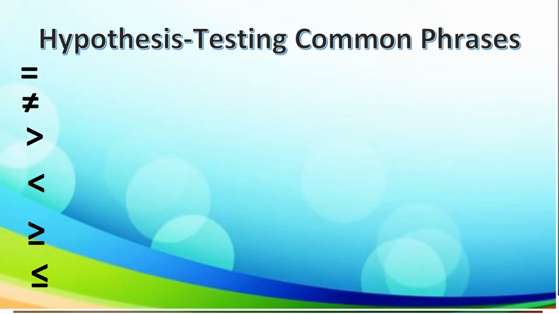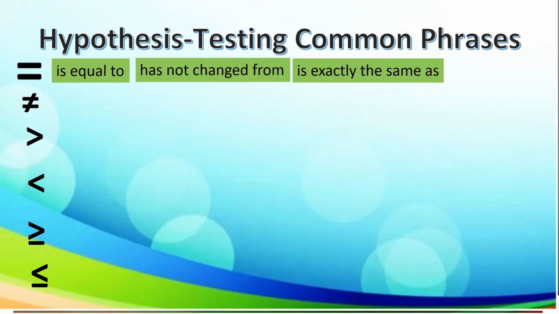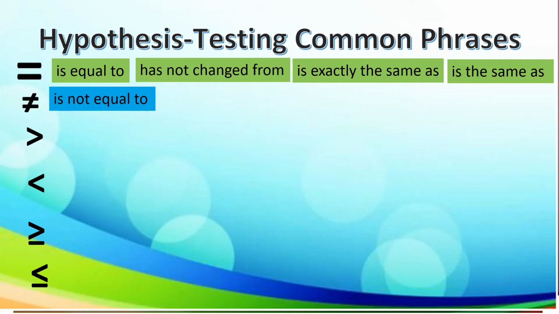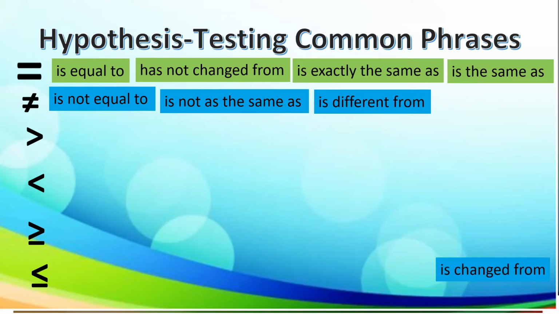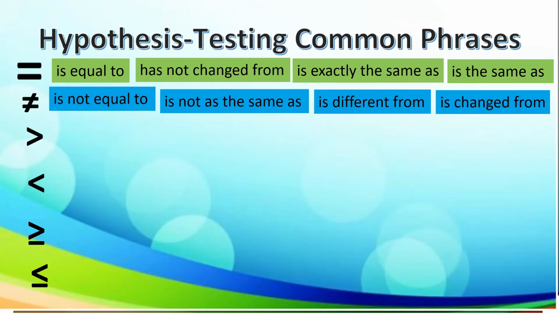Now, let us determine some common hypothesis testing phrases. The first one is the equal sign. It can be read as is equal to, has not changed from, is exactly the same as, is the same as. The not equal sign can be read as is not equal to, is not the same as, is different from, is changed from.